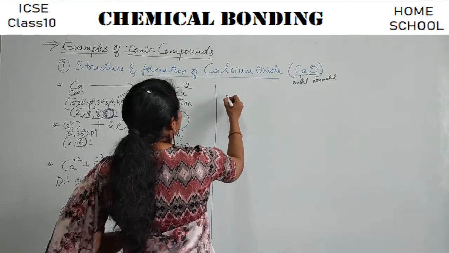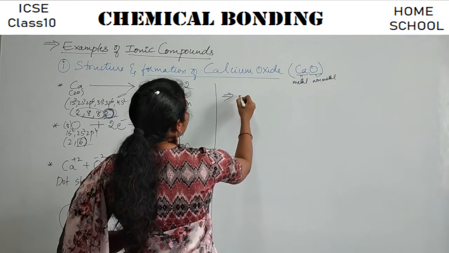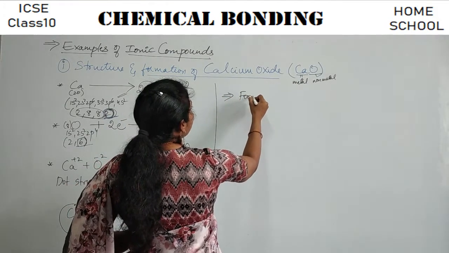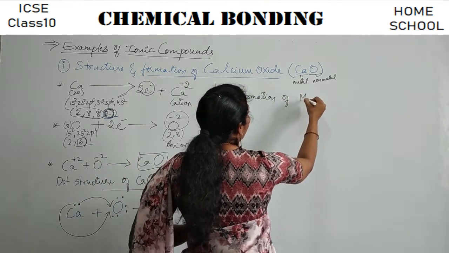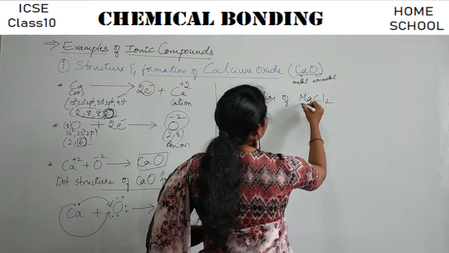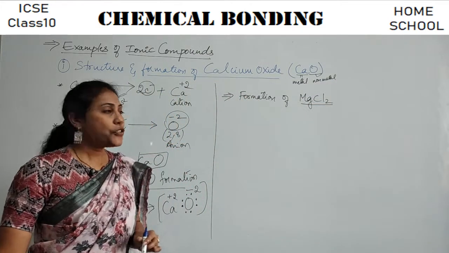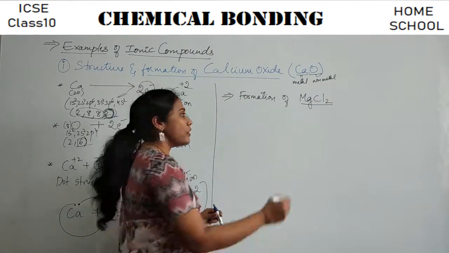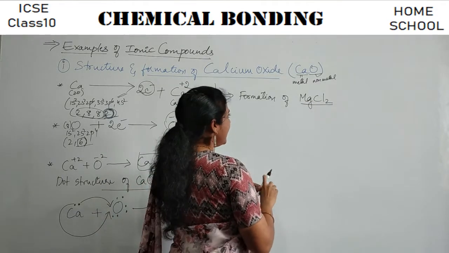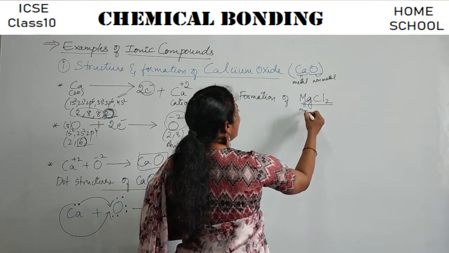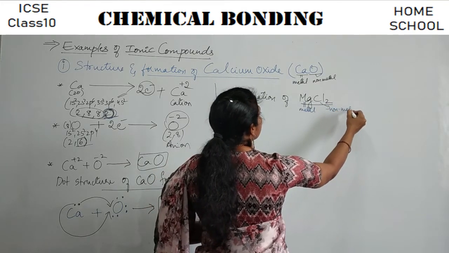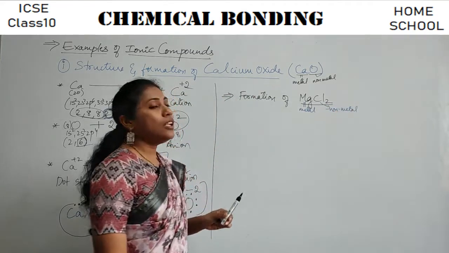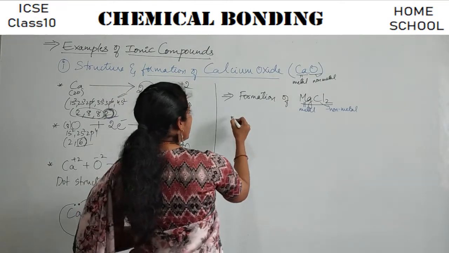And now let us talk about the formation of magnesium chloride. Formation of MgCl2, magnesium chloride. So here, who is a metal and who is a non-metal? Definitely magnesium is a metal and chlorine is a non-metal, isn't it? So metal always loses electrons. So let us check it out.